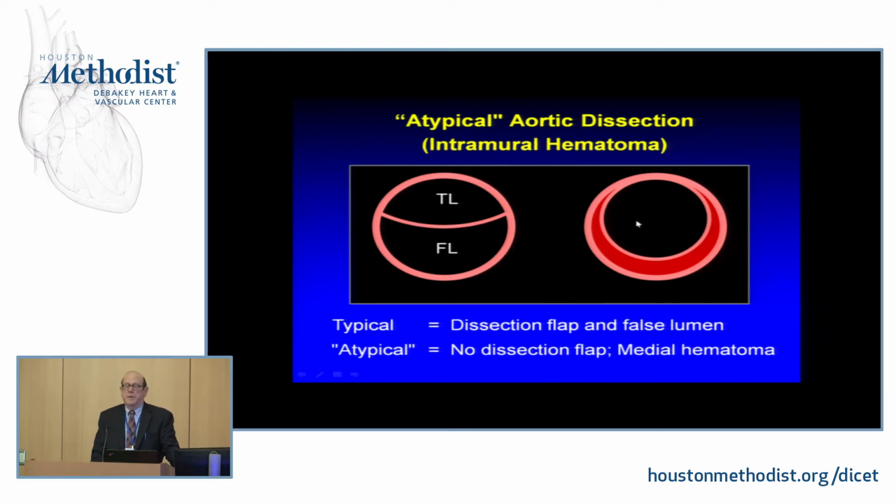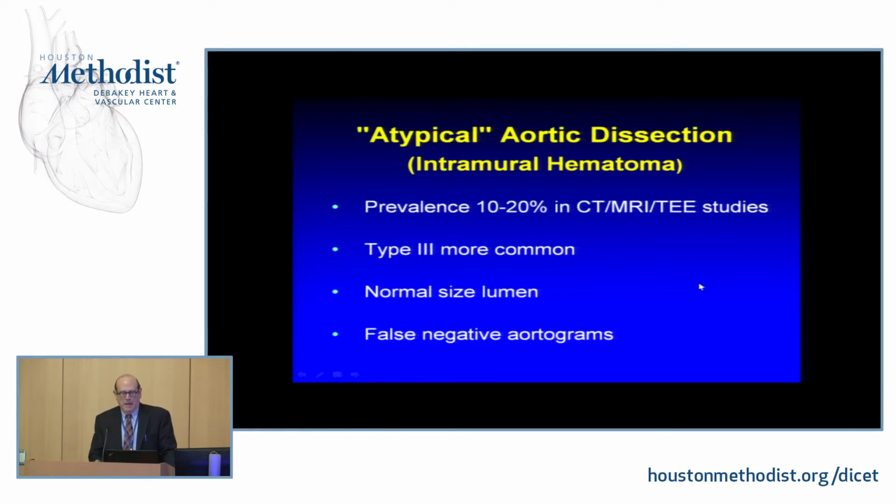Aortography, which used to be many years ago the gold standard, now is off the map. It's a tarnished, not even a bronze standard anymore. CT, MR and TEE are the methods of choice, but the lumen is normal, and aortogram, which is a luminogram, misses many of these. So they're missed by aortography. False negative aortograms is shown here.